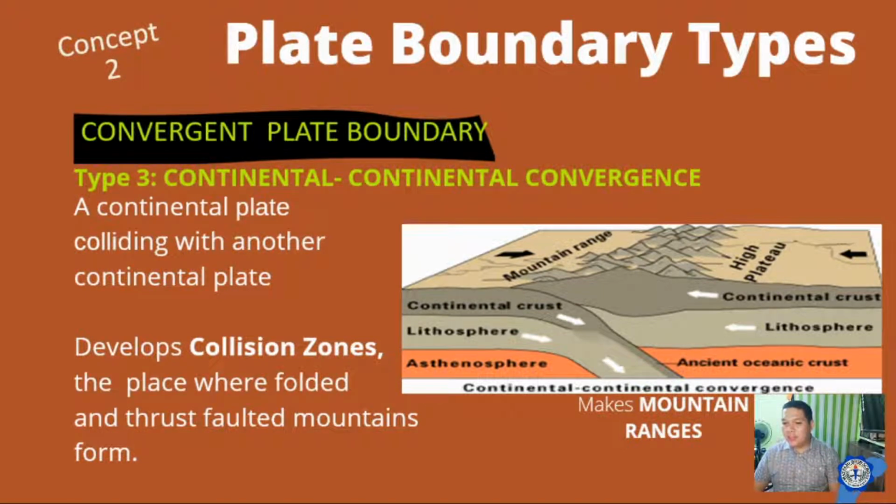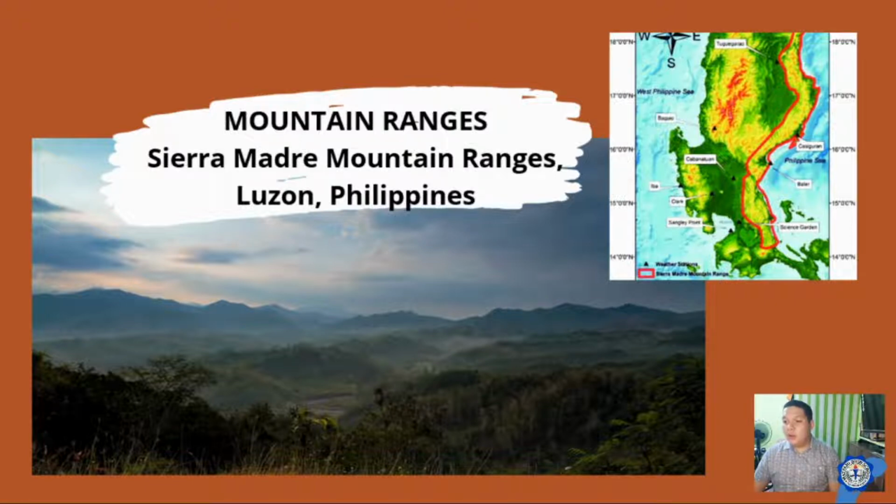So here is an example of continental convergence. So we have the mountain ranges in our country, specifically in Luzon, or the Sierra Madre mountain ranges. The Sierra Madre mountain ranges is located from the southern part of Cagayan province to Quezon province.